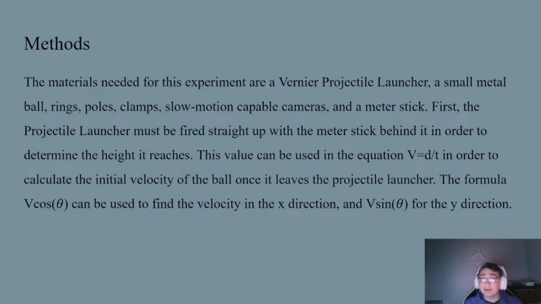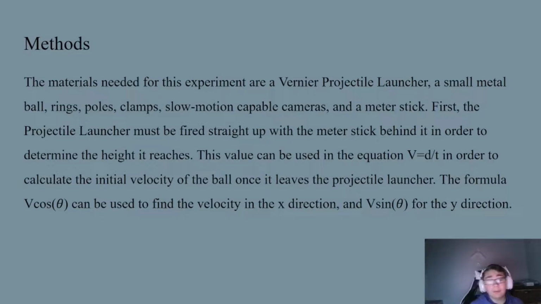We then plug in the distance, and we can physically see the time as well, or we could calculate for time if we wanted to using one of the previous equations in the kinematics section I also talked about. But we use the equation V is equal to d divided by t, and that would give us our initial velocity. And that would be after it leaves the projectile launcher.